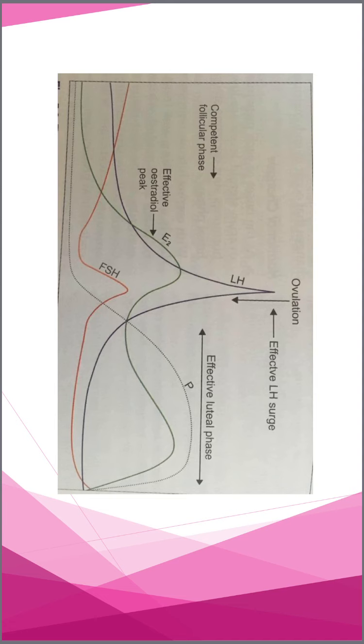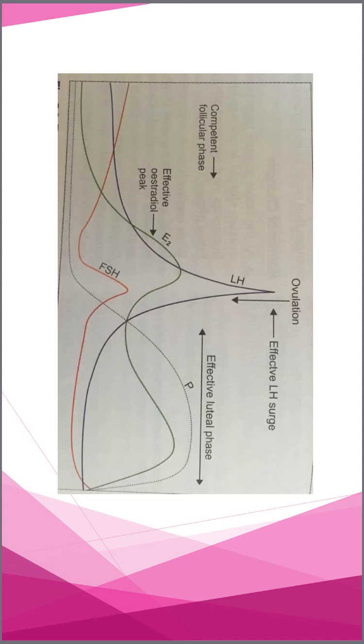So, first, we already discussed all these hormones. What is FSH, LH, estrogen, progesterone, everything we had discussed. FSH and LH are the gonadotropin hormones secreted from the anterior pituitary. Estrogen and progesterone are steroidal hormones secreted by the ovaries.